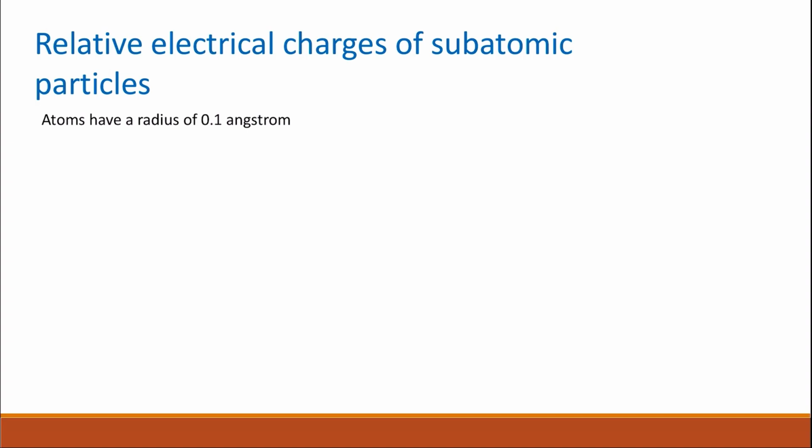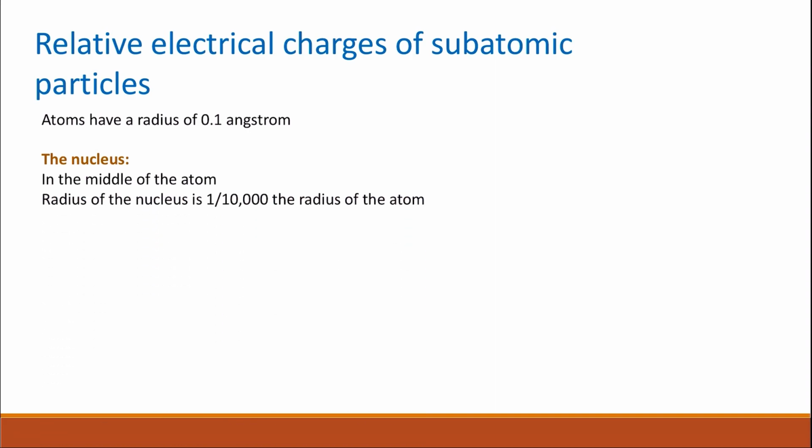Atoms have a radius of 0.1 nanometer, or one angstrom, where an angstrom is 1 over 10 to the power 10 of a meter, which is very tiny. The nucleus can be found in the middle of an atom, and the radius of the nucleus is 1 over 10,000 of the radius of the whole atom. So the radius of the nucleus is very tiny compared to the whole radius of an atom. The nucleus contains two subatomic particles.